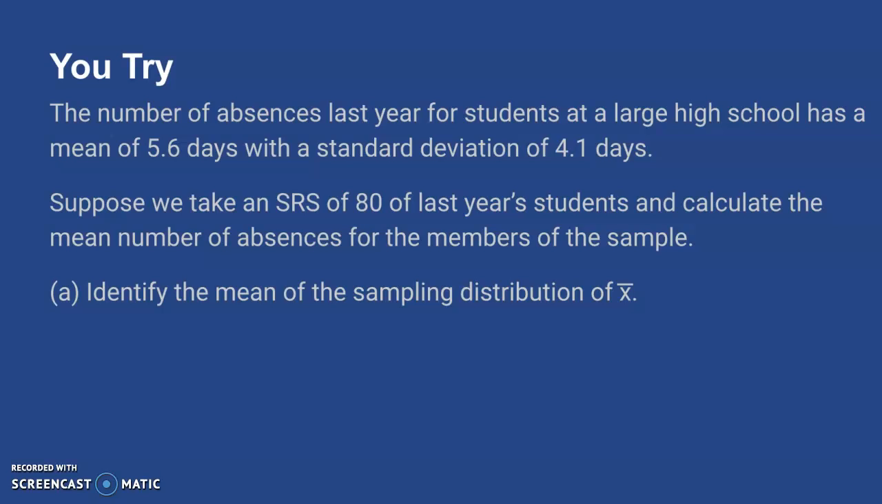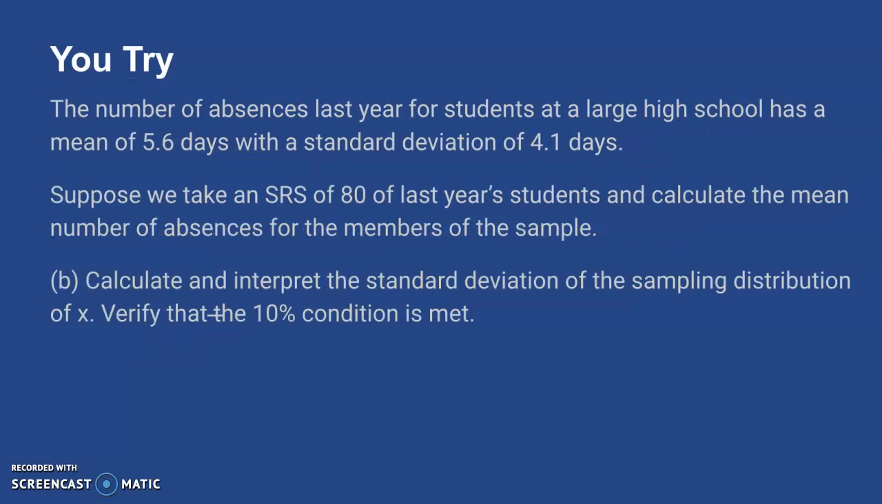All right, you try. The number of absences last year for students at a large high school has a mean of 5.6 days with a standard deviation of 4.1 days. Suppose we take an SRS of 80 of last year's students and calculate the mean number of absences for the members of the sample. So first of all, identify the mean of the sampling distribution of x bar. That value is the mean for the population, 5.6 days.